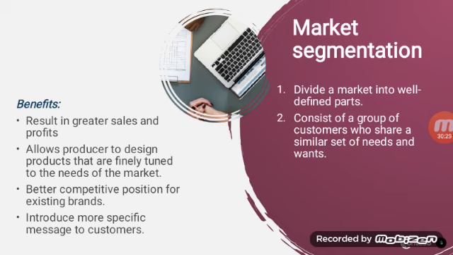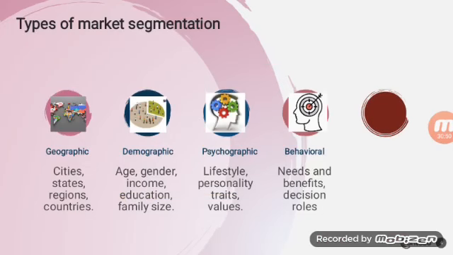Then we looked at market segmentation. Market segmentation means you divide a market into well-defined parts based on common interests or characteristics. Some of the benefits of market segmentation are competitive advantage, a more specific message, and greater sales. Then we looked at the types of market segmentation. There are 4 types: geographic, demographic, psychographic, and behavioral. I've given you examples for all of these. Very good, we are done with this week's session.